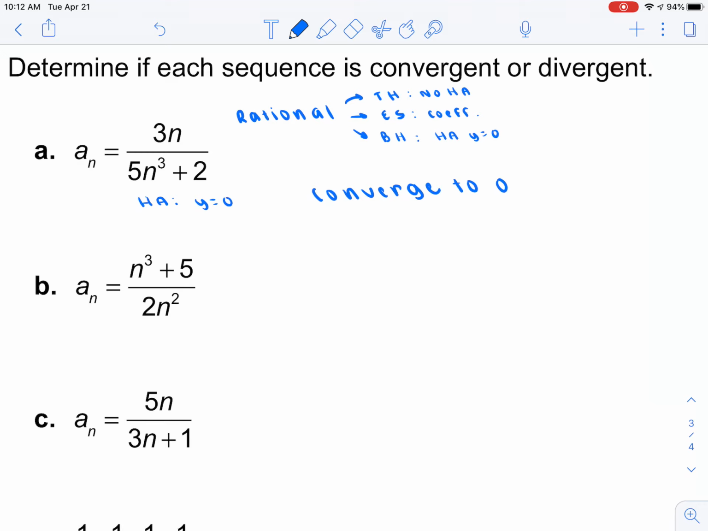Now, for the next example, notice that this one is top-heavy. And remember that if something is top-heavy, there is no horizontal asymptote, which means that if you keep subbing in larger and larger values of n, this is going to get larger and larger. So we say that this is divergent.